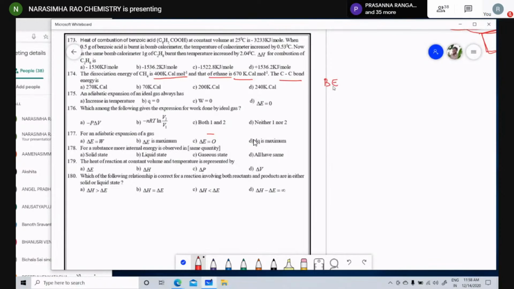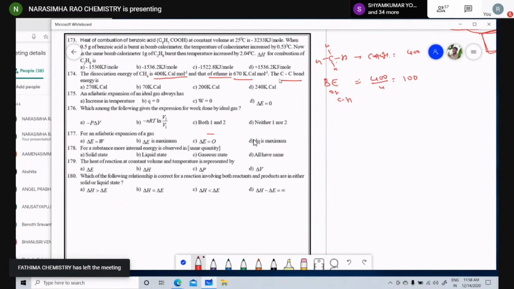Average bond energy. CH4, all bonds broken, gives C plus 4H. This is how much? 400. Average bond energy of the C-H bond is 400 by 4, equal to 100.